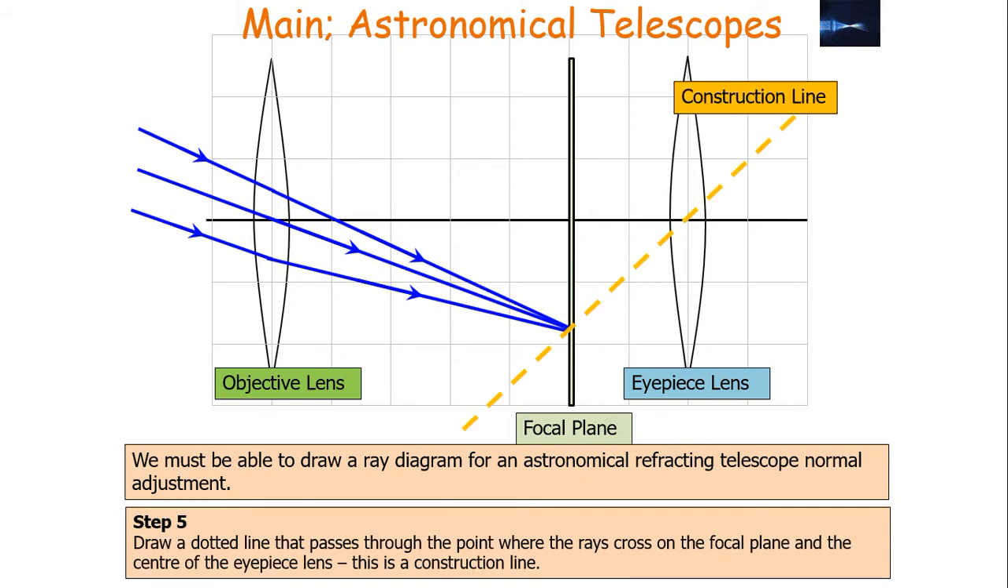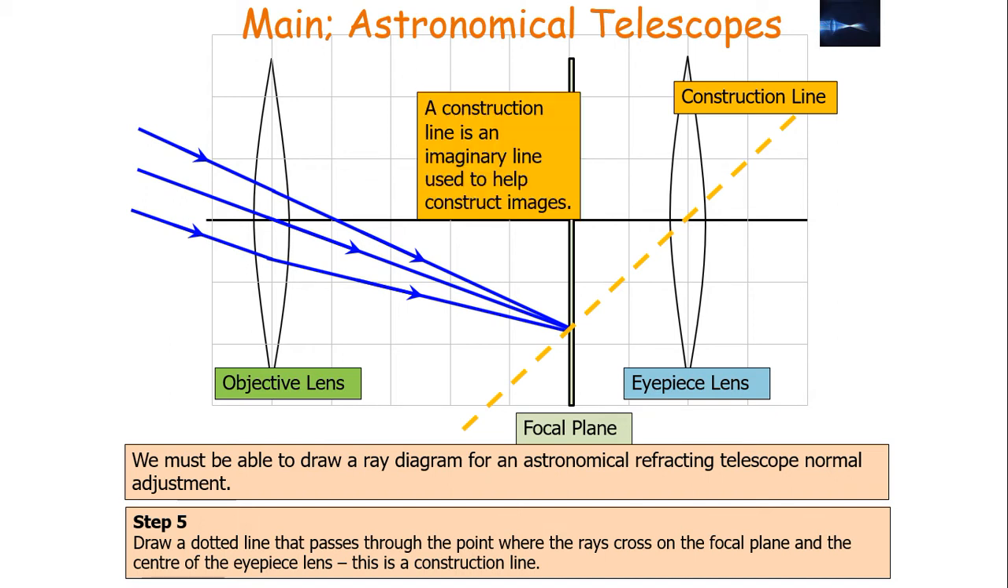Now, what we then do is draw a dotted line that passes through the point where the rays cross on the focal plane and the center of the eyepiece lens. We call this a construction line. In ray diagrams, we draw all construction lines as dashed lines because they are not showing a ray. They are just an imaginary line to help us draw what's going to happen. So a construction line is an imaginary line used to help construct images, and we denote them with dashed lines.